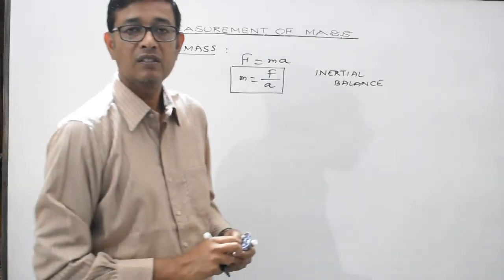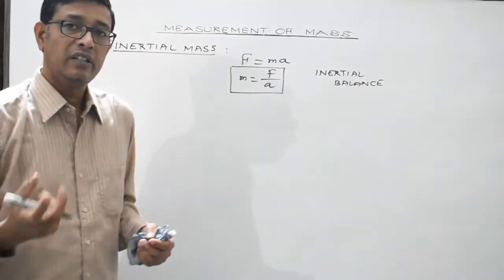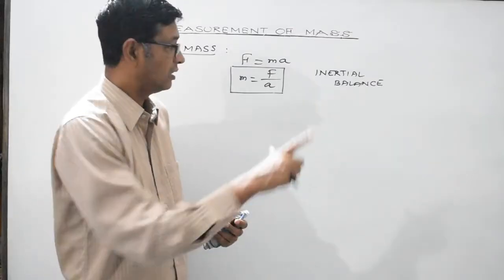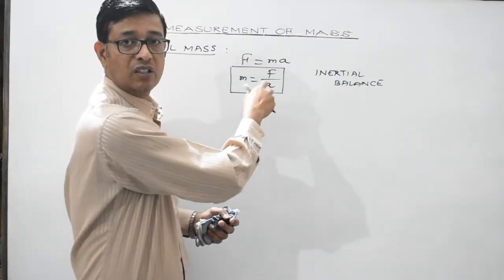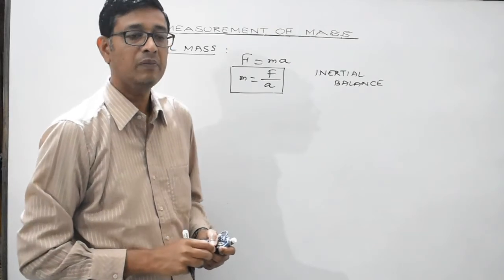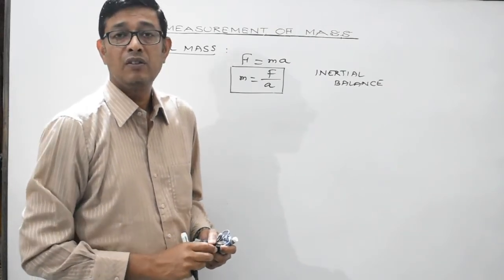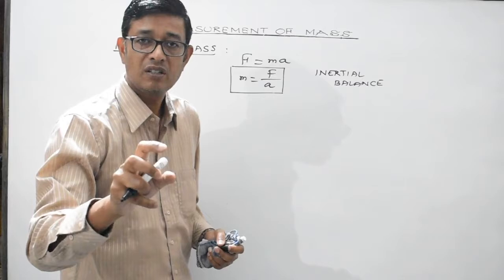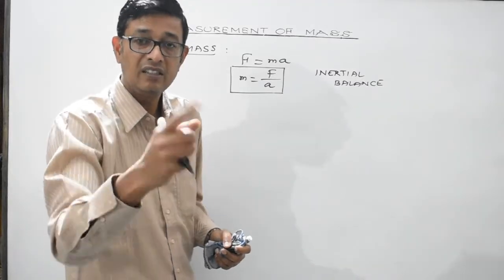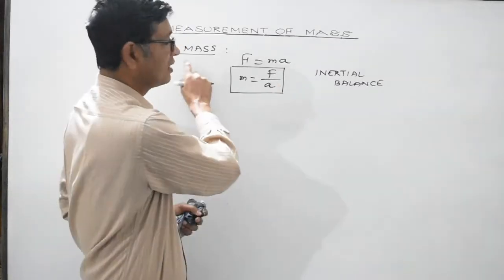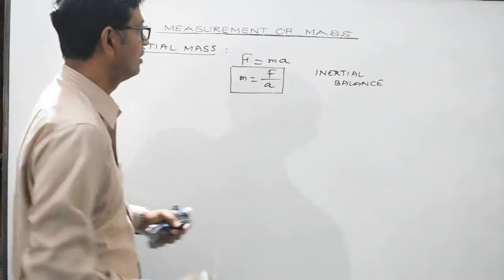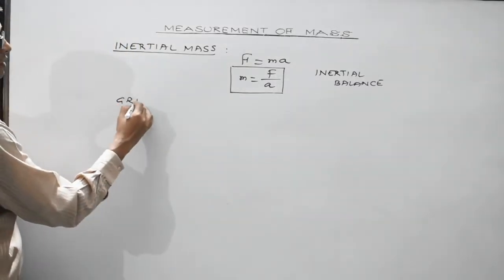So, students, inertial mass is measured quantitatively by this particular formula using Newton's second law, F equals ma. And when a body is in translational motion in the absence of gravity, then the mass of the body measured is known as the inertial mass, right? Next is gravitational mass.